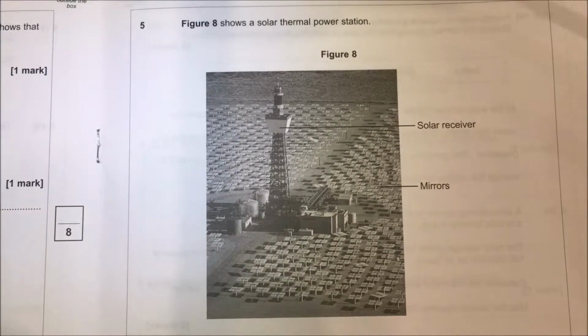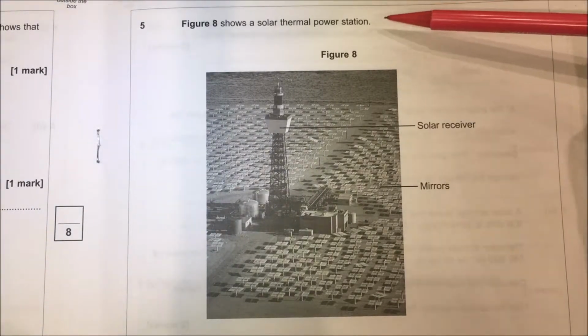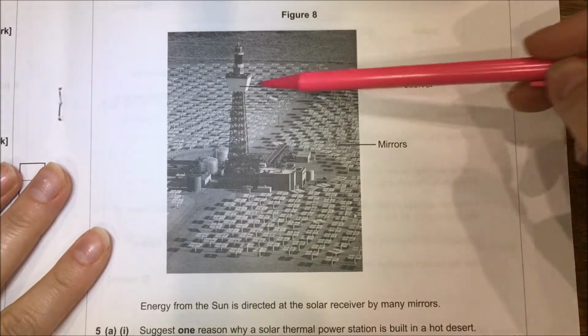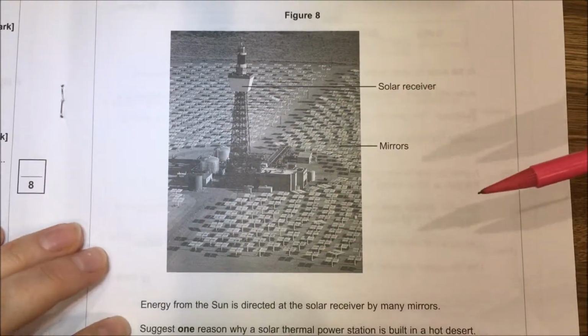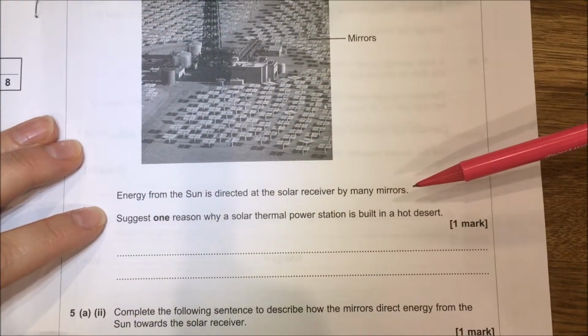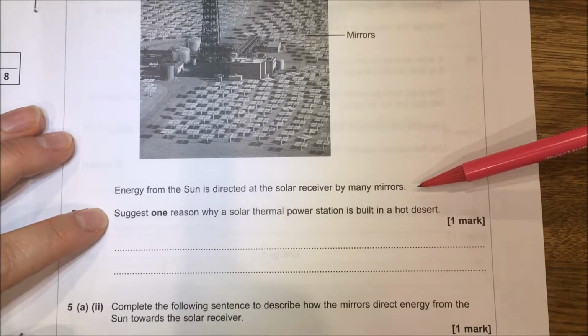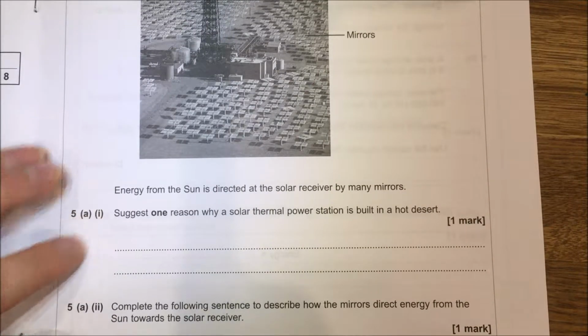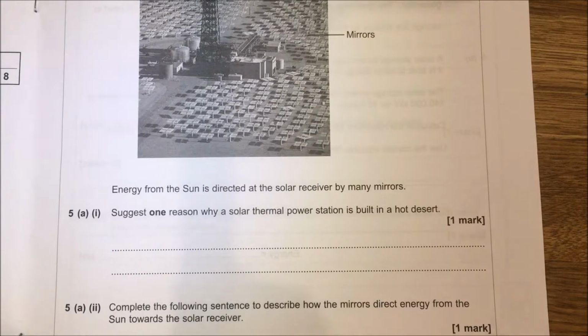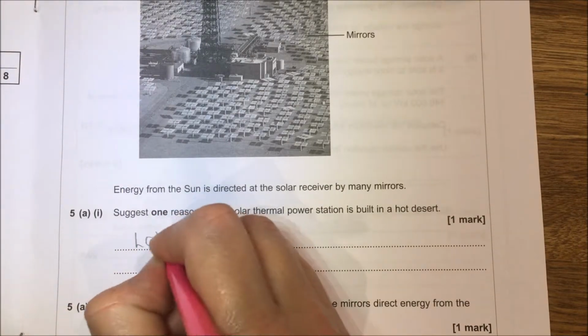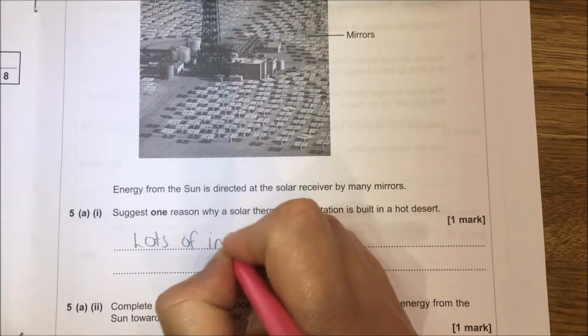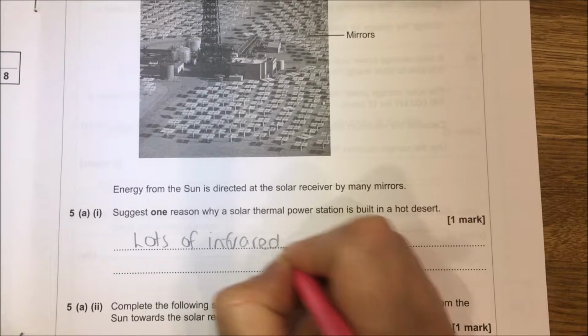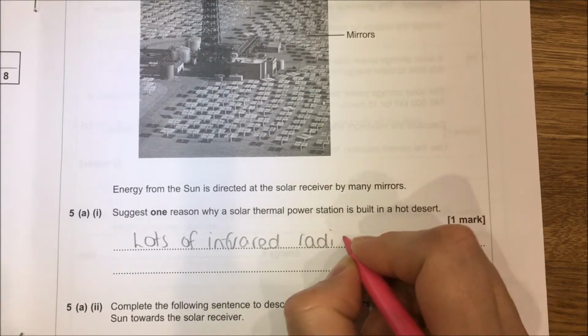Okay, question 5. Figure 8 shows a solar thermal power station. So here we can see a solar receiver and lots of mirrors. Energy from the sun is directed at the solar receiver by many mirrors. Suggest one reason why a solar thermal power station is built in a hot desert. Well, there'd be lots of infrared radiation.